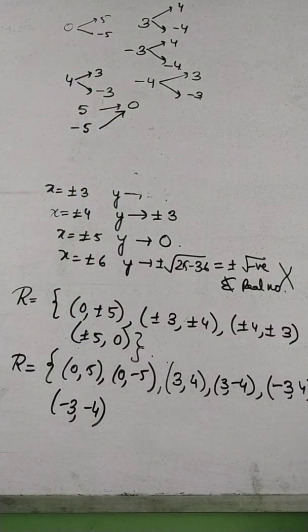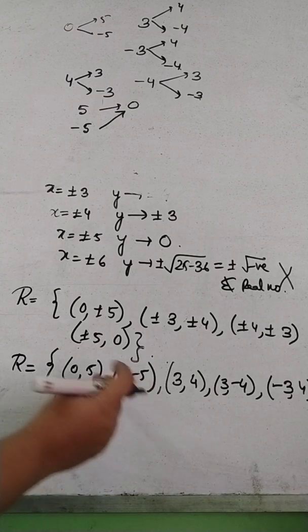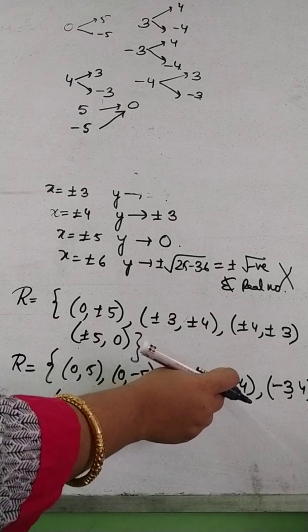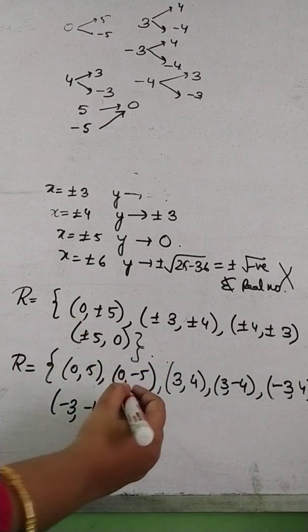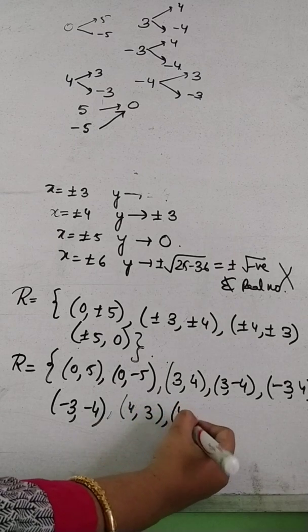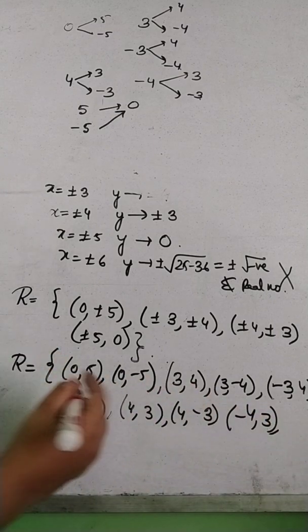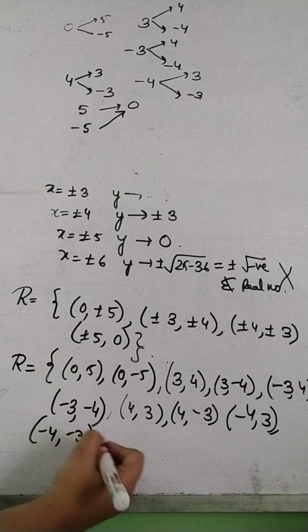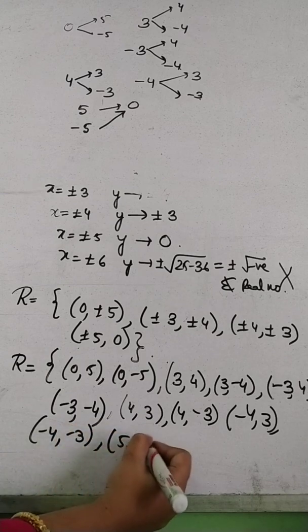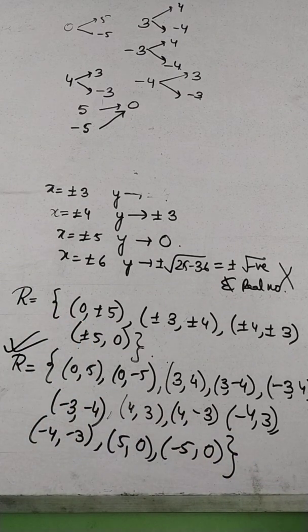This is differently represented. Okay, so actually what do I get over here? So it's minus 3, minus 4, already written. Then you have 1, 2, 3, 4, 5, 6, 4 is left. So you have 4, 3, 4, minus 3, minus 4, 3, can you see? Minus 4, minus 3, then you have 5, 0 and minus 5, 0. So this is the set, or this is the relation which is written more explicitly.